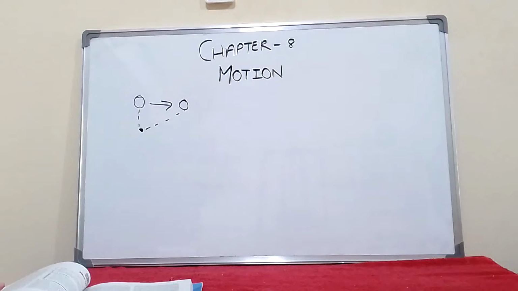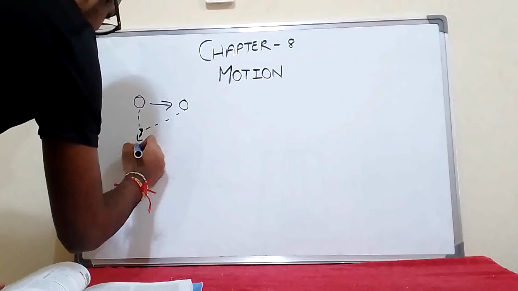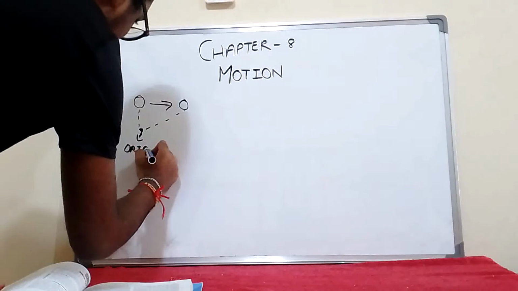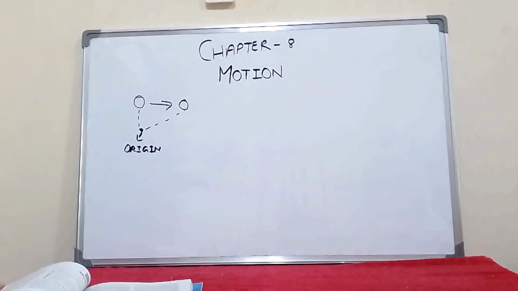So this change of position of the object with respect to a reference point is called motion, and this reference point is called origin. Now, in this chapter, we'll be only learning about motion in a straight line. There are different types of motion, like motion in a circular line, motion in a straight line, oscillatory motion, etc. The uniform circular motion will come in the later part of this chapter. But before that, we will be learning some important terms and physical quantities related to motion, keeping in mind only motion in a straight line.